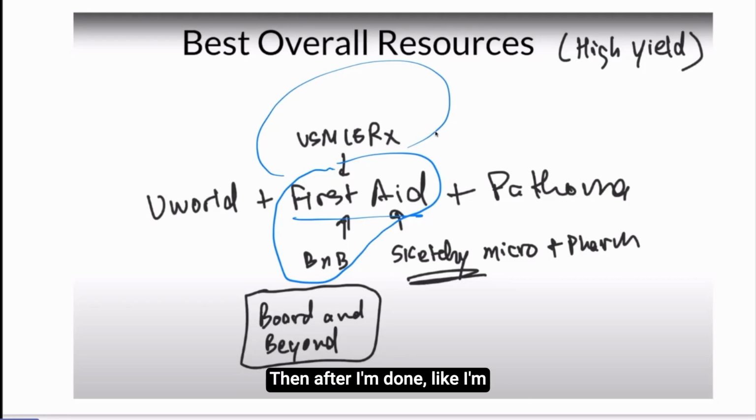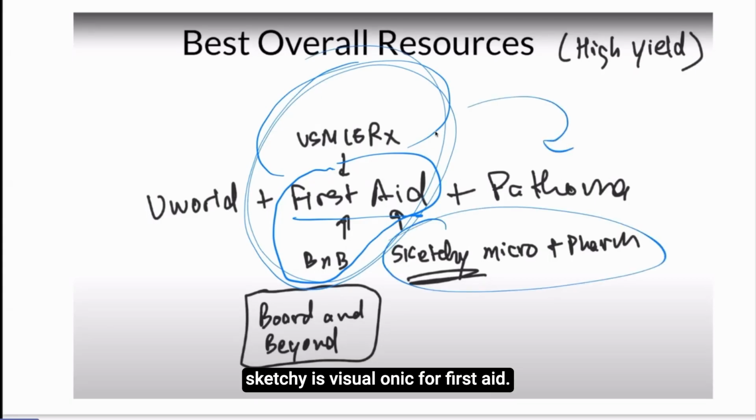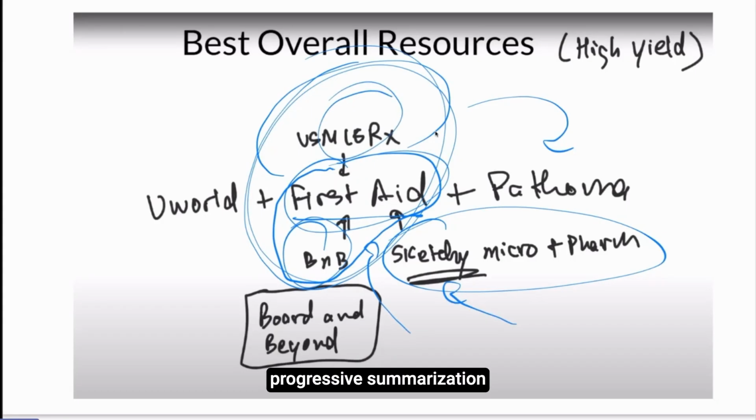Then after I'm done, or while I'm doing these together, maybe add Pathoma and Goes and Beyond, and maybe add Sketchy, which is visual mnemonics for First Aid. So all of these are different offshoots of First Aid where they're trying to build more context, like we talked about. So you want the review book, you want to add context to it, and then you need to use progressive summarization to create a unified resource, and you have concise notes that you can remember.